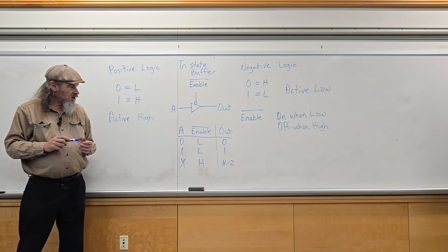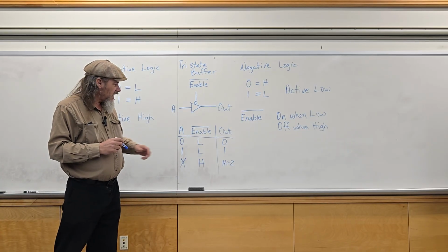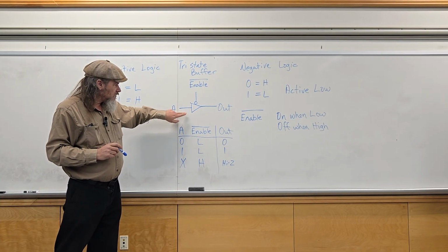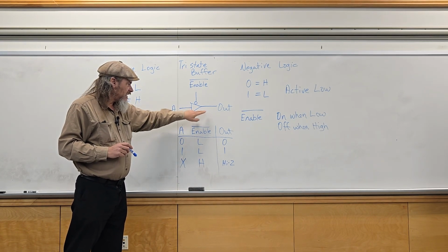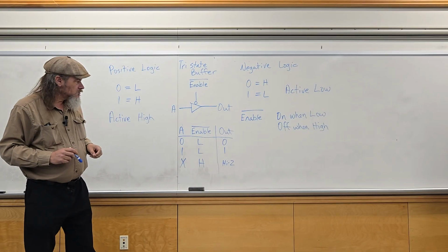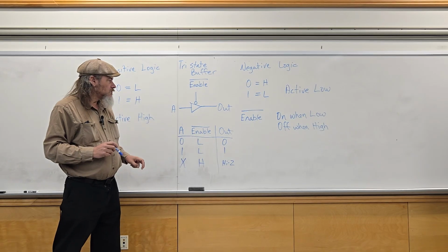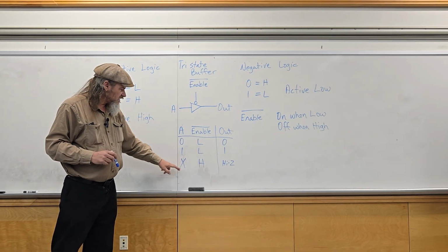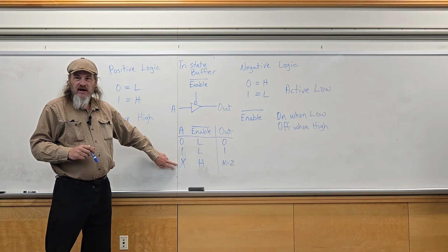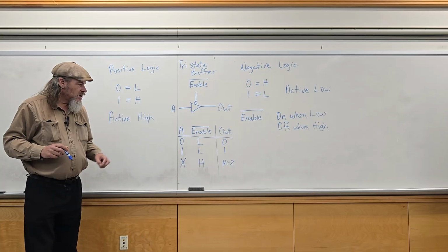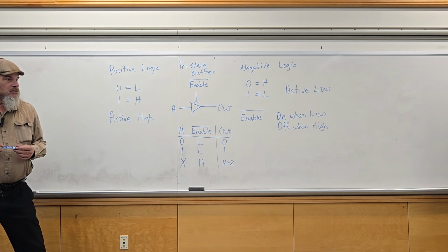So the enable, when low, will allow the signal to traverse from the input to the output. When it's high, it will disconnect it. X means don't care. It doesn't matter what A is. It'll be in a high impedance state.